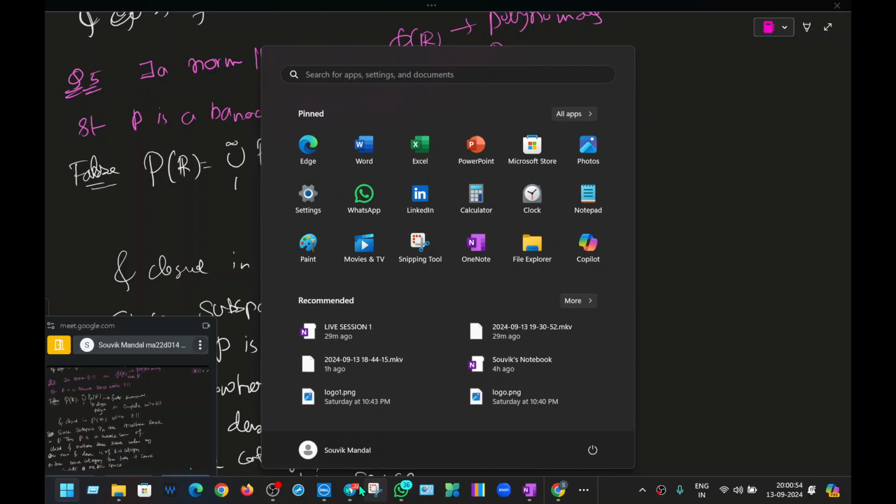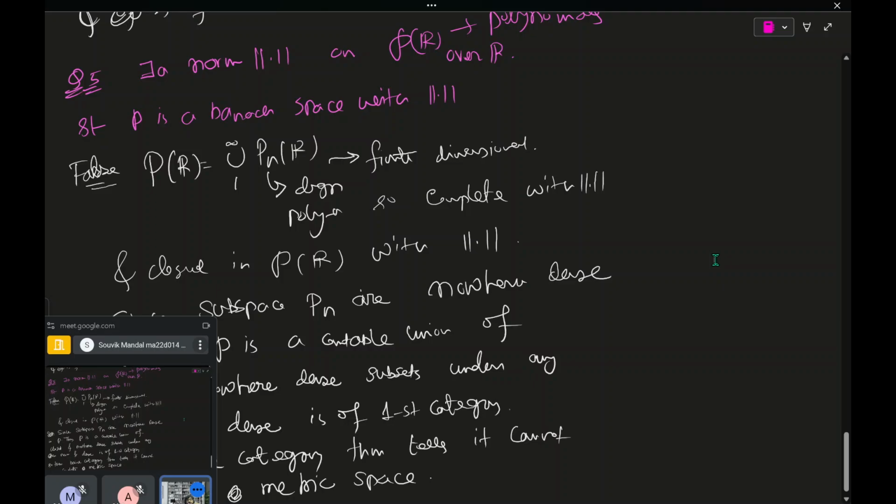So P of R is infinite dimensional. Now the question is whether it is possible to put a norm on this set of real polynomials with respect to which this collection becomes a Banach space? Certainly this is false. How can this be shown?